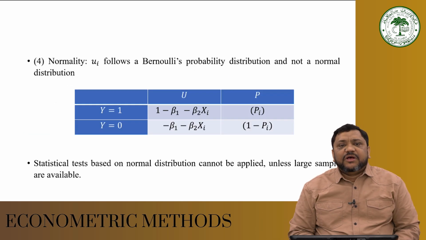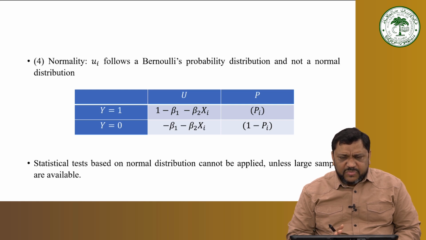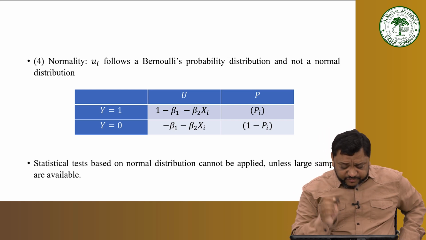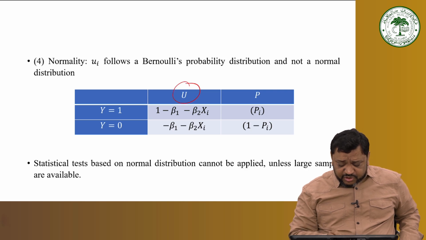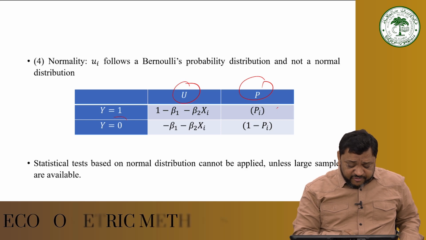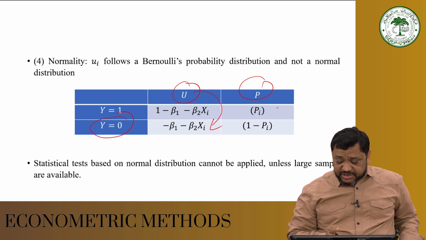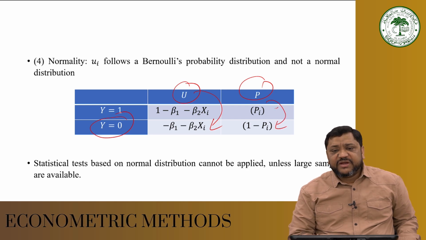The next issue over here is that of normality. This Bernoulli probability distribution, ui follows a Bernoulli probability distribution and not a normal distribution. Normality assumption: we can say when y is equal to 1, ui is equal to 1 minus beta 1 minus beta 2 xi and the probability is pi, and when y is equal to 0, ui is equal to minus beta 1 minus beta 2 xi and the probability is 1 minus pi.